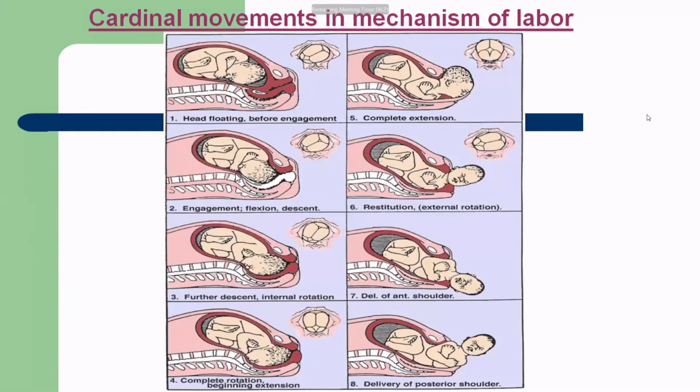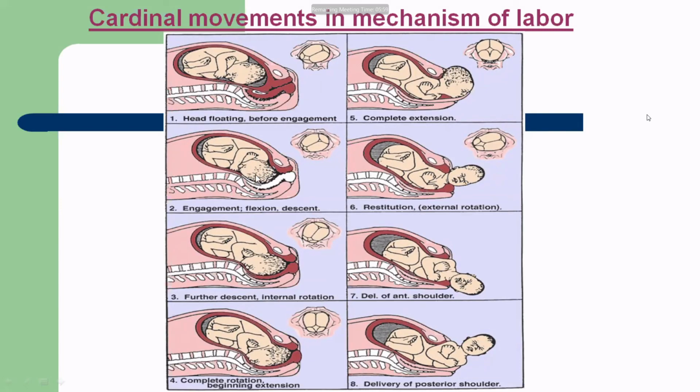So this is the summary of figures. Here the fetal head is floating before engagement. Okay, this is the symphysis pubis and the fetal head is above. Here the suboccipitobregmatic diameter of the occiput is in one of the oblique diameters of the maternal pelvis. And after that there is engagement.